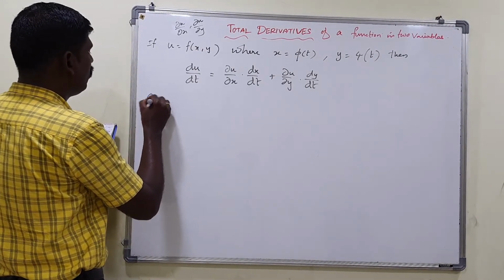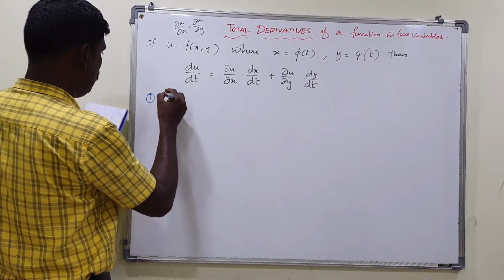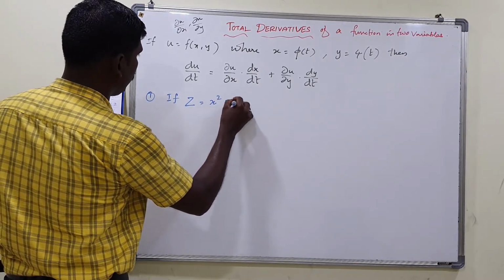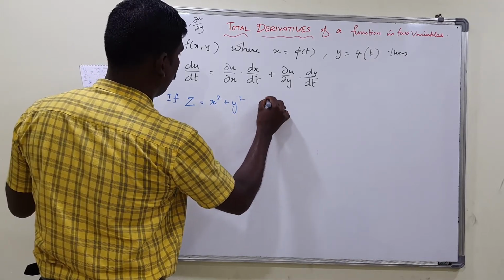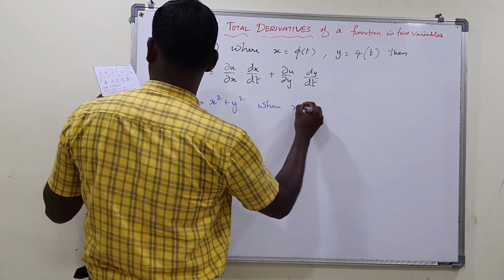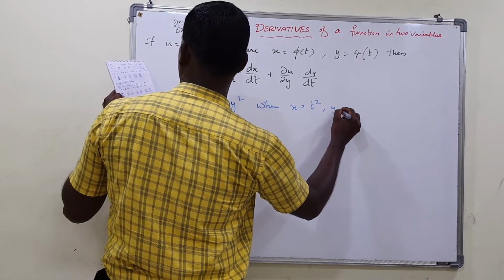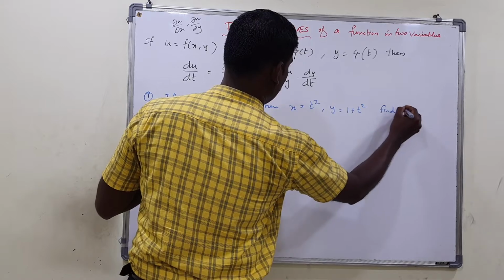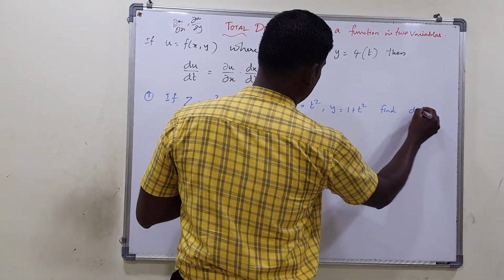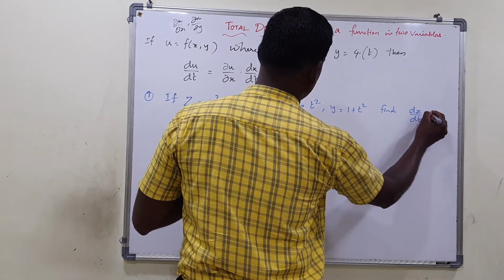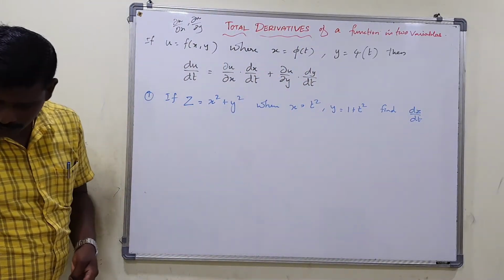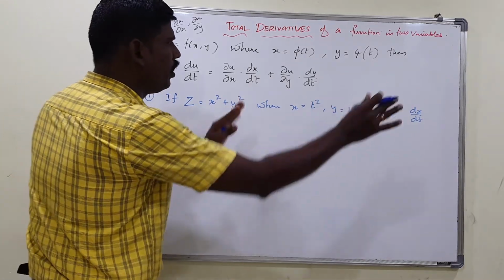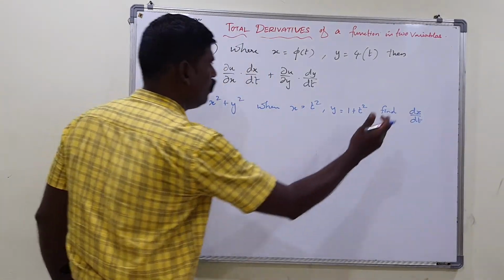So problem 1. If z is equal to x square plus y square, where x is equal to t square, y is equal to 1 plus t square, find dz by dt, right? Look at here. Now I want to find dz by dt. No need to worry about it, what we need to find. Okay, don't worry about it.